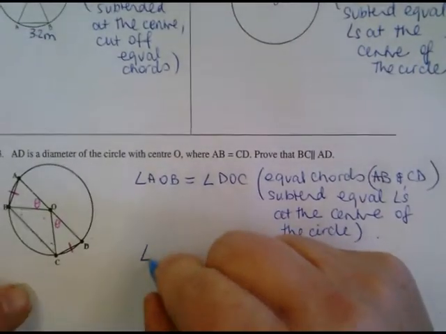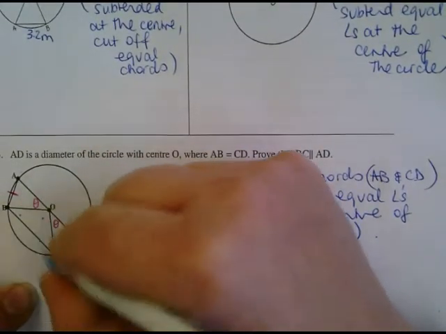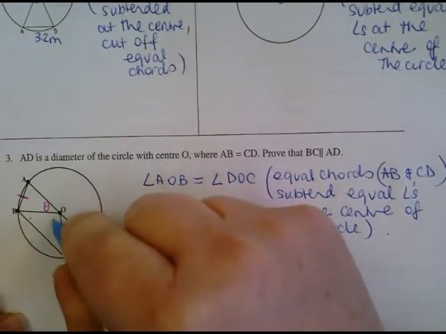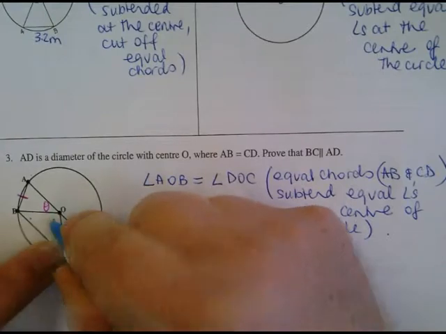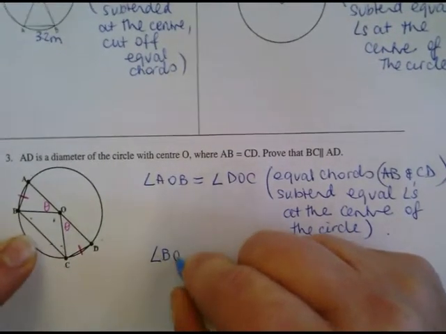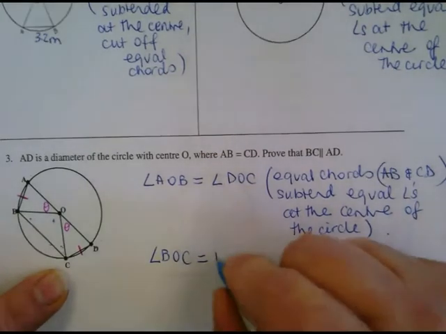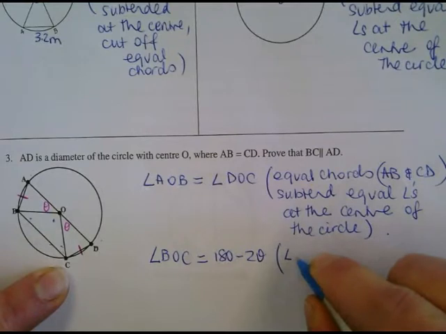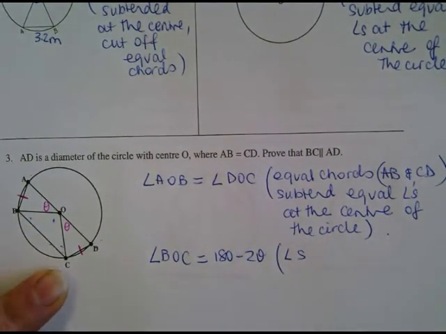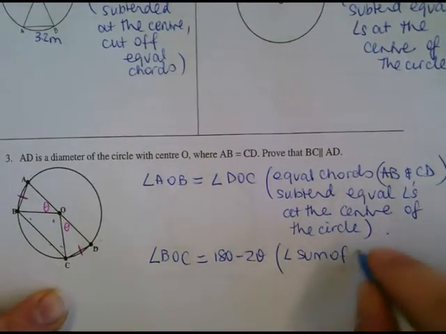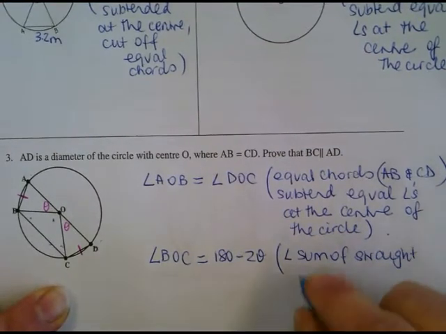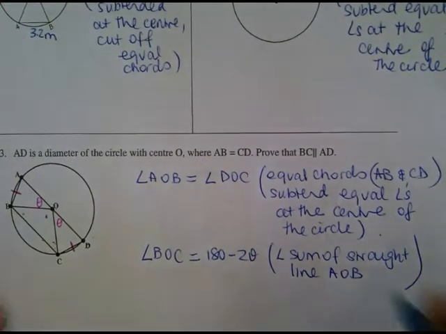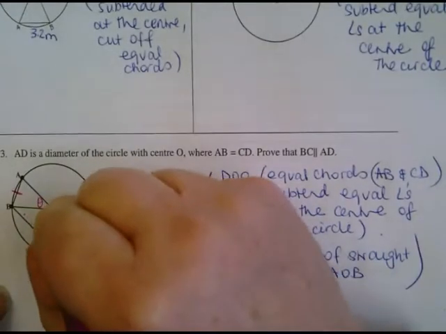What sort of triangle is BOC? Isosceles. Do you think you could find the size of this angle up the top, at the apex of the triangle? So angle BOC is what? 180 minus 2 theta. Why? Angle sum of, no, you only use supplementary if it's only two angles. So angle sum of a straight line. The straight line is AOB. So I'm going to put 180 minus 2 theta in here.